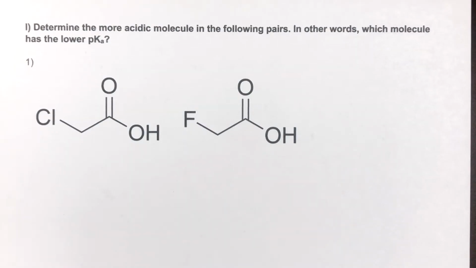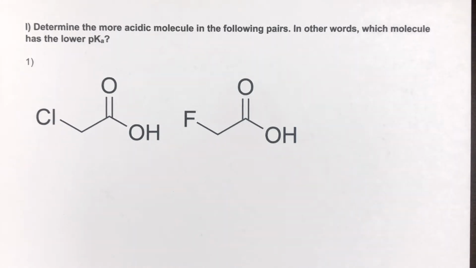All right, for the remainder of the video, we will work through several example problems explaining how to use these 5 factors to rank which proton is the most acidic in the following pairs. So that is our first question here: determine the most acidic molecule in the following pairs. In other words, which molecule has the lower pKa, remembering that the lower the pKa, the stronger the acid.